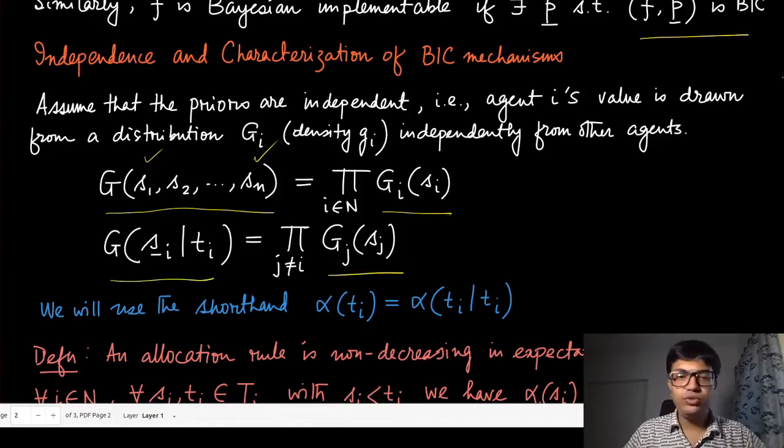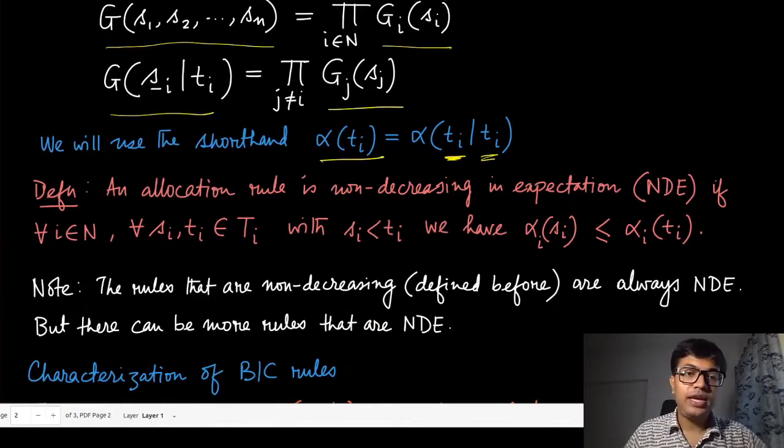Now we are going to use, for simplicity, whenever agent i is reporting its type truthfully, so this Ti is the same as its true type, alpha of Ti as the shorthand for that notation instead of writing it twice. So now an allocation rule is going to be non-decreasing in expectation.